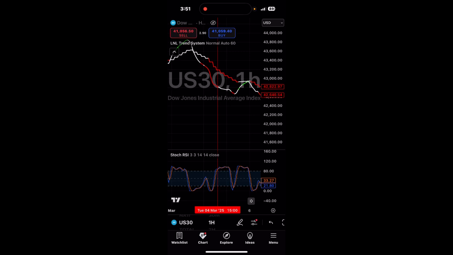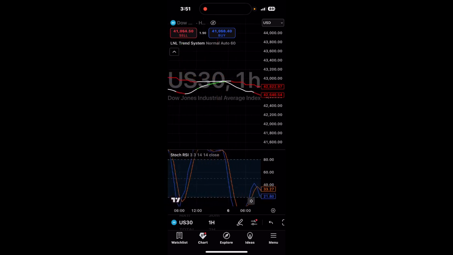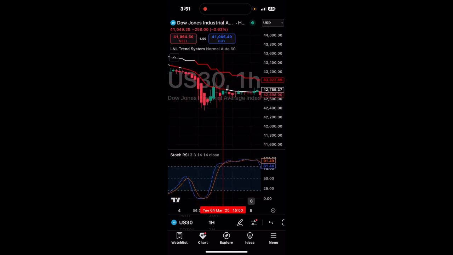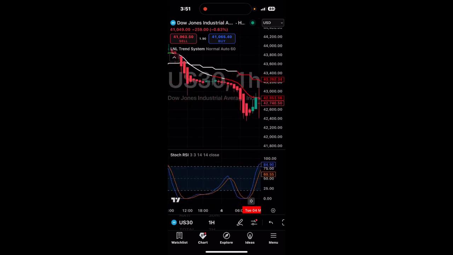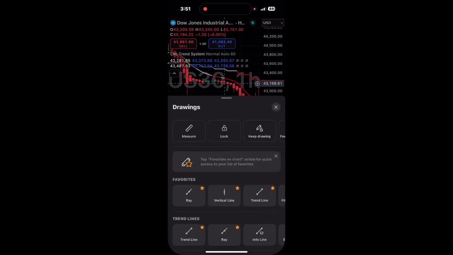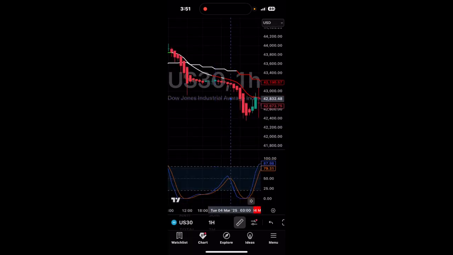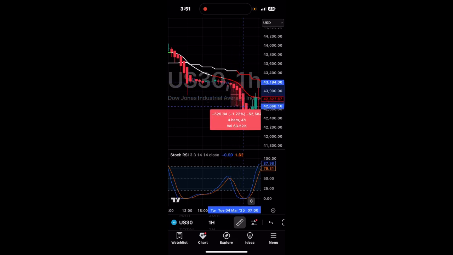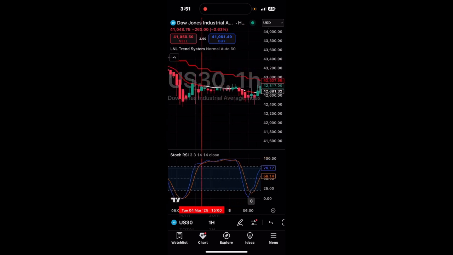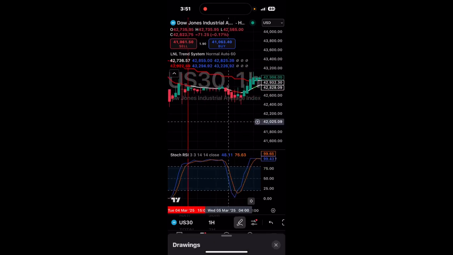So now that we know the direction, we want to focus on the stochastic and every time it crosses down. If you miss this right here, you want to focus on when it's going down. The direction is down from this point. So you could have come in right here where the stochastic is crossing down, and you could have ridden this out here for $716 profit right there. And you want to wait for the next moment.